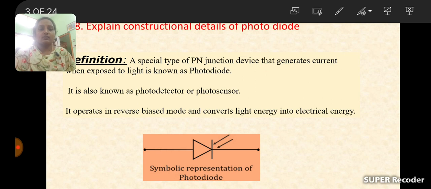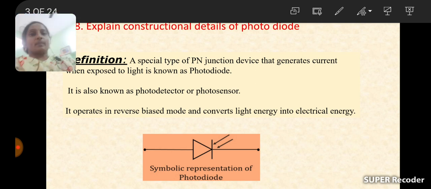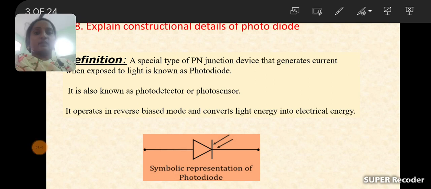Means when forward voltage is applied to the diode, the negative voltage is connected to the N type and the positive is connected to the P type, the diode is under forward bias condition. But in a varactor diode, the positive terminal of the battery is connected to the N type and the negative terminal of the battery is connected to the P type. In this way, the diode must operate in reverse bias condition.